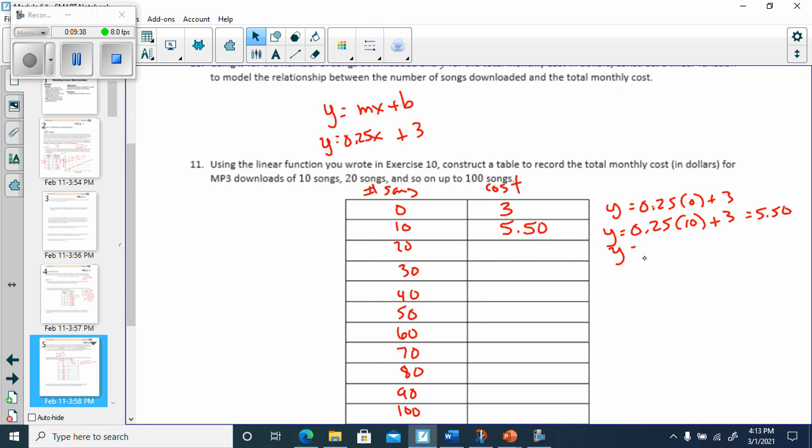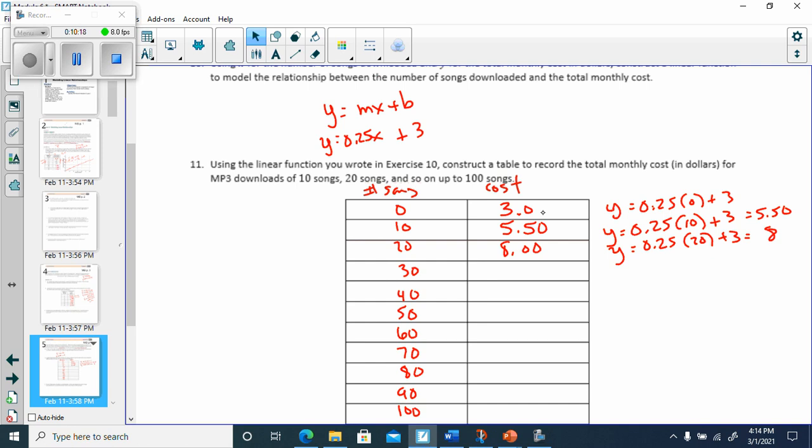Let's see, let's do for 20. Y is equal to 25 cents per song times 20 songs plus $3. And that would give me 25 cents times 20, which is $5. Plus 3 gives me $8, okay?